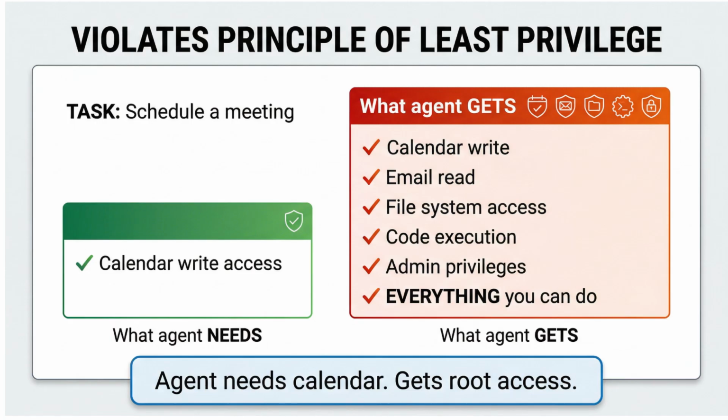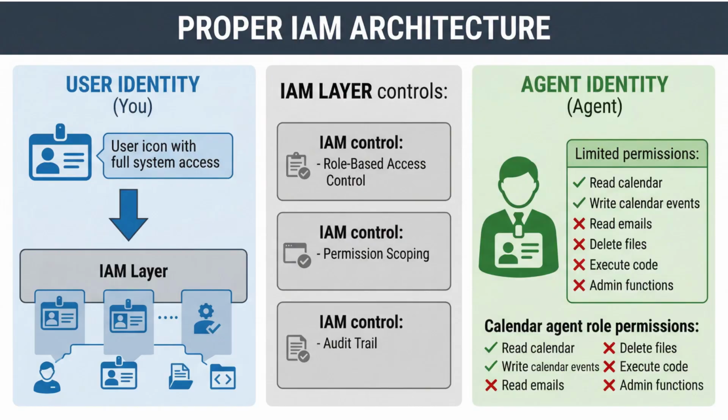If you're an admin, the agent has admin privileges. This violates the principle of least privilege, a fundamental security concept. Systems should only have the minimum permissions needed to do their job, but OpenClaw can't implement this because the agent doesn't have its own identity separate from yours. Real-world example. You want the agent to schedule meetings. That requires calendar write access. But OpenClaw gets that plus your email read access, file system access, code execution permissions, and everything else you can do. The agent needs calendar access. It gets root access.